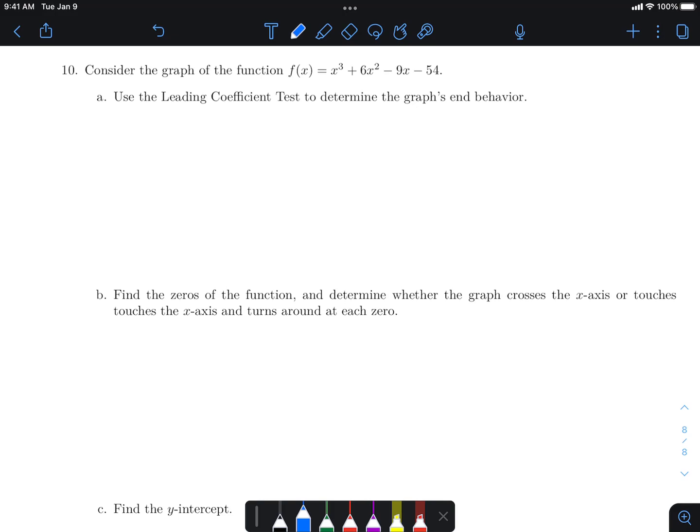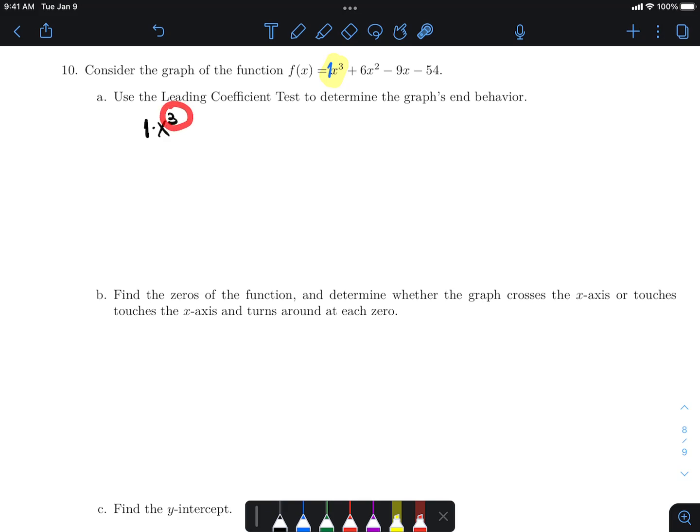The first item asks you to use the leading coefficient test to determine the graph and the behavior. So we're talking about the graph of a polynomial function. The leading coefficient is the coefficient, the number, multiplying the highest power of x. So this is the leading term, and the leading coefficient is 1, because it's 1 times x cubed. Okay? So 1 times x cubed is the thing that shows up.